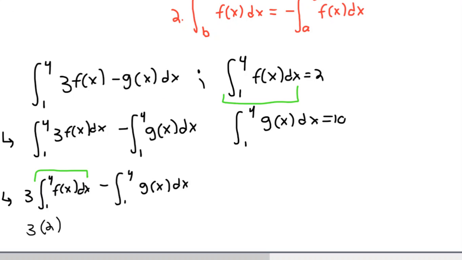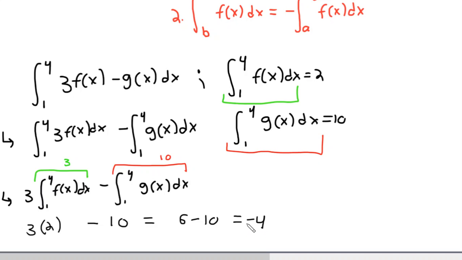Okay, so now what about g of x? Well, it says the integral of g of x is just 10. This becomes a 10, and this became a 3 over here. So minus, well, it's just 10, right? So I get 3 times 2 minus 10, so I get 6 minus 10, and I get negative 4. So that's all there is for that one.